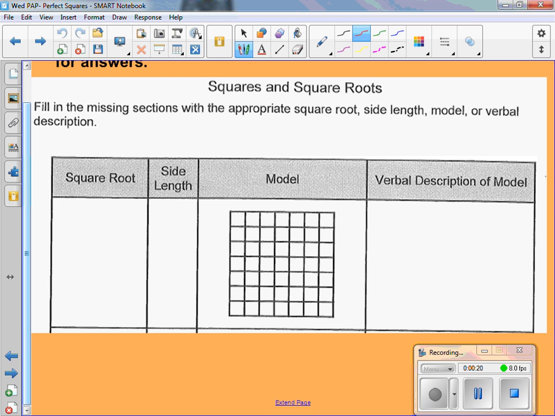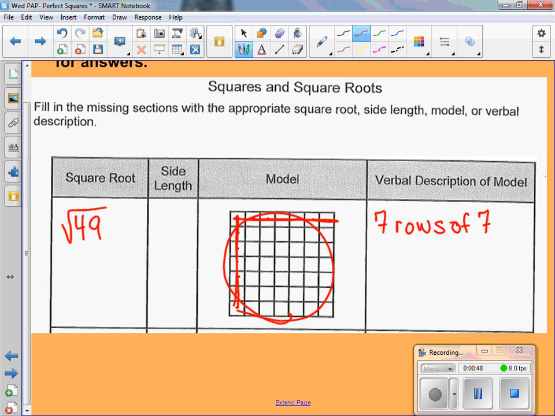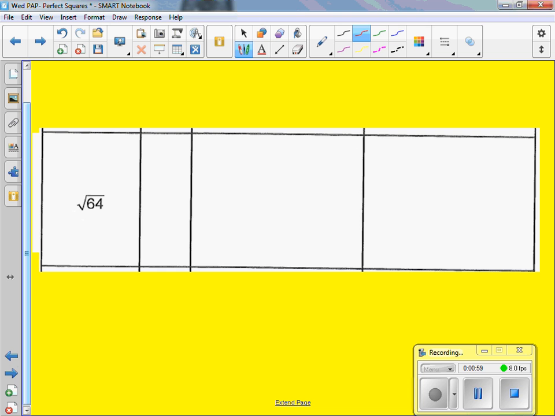When we look at this, there are 7 rows of 7. So what that's really representing is 49 squares. It's representing the square root of that. The square root is basically, this is a square, and the root would be the length of the sides. So when we're talking about the square root of 49, we're really asking for the side length of that square, which would be 7.